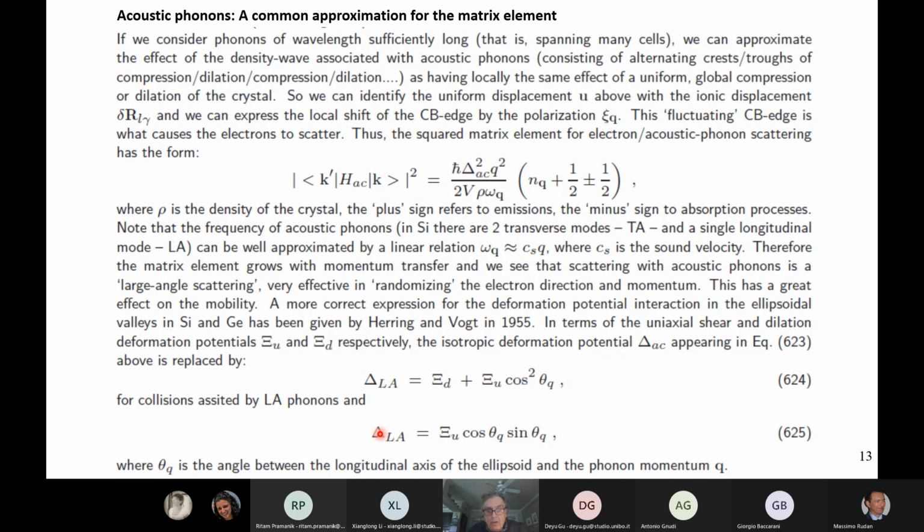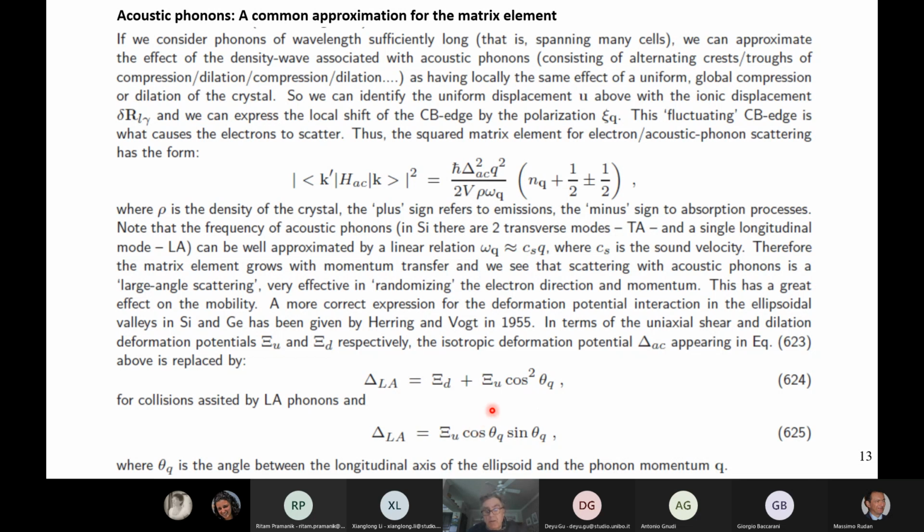This is a T. So with longitudinal or transverse acoustic phonons, you can express it in terms of those two deformation potentials that people can measure experimentally, the uniaxial shear and the dilatation deformation potential, and in terms of the angle that the phonon, which is emitted or absorbed, forms with the longitudinal axis of the ellipsoid. This essentially tells you that for longitudinal phonons along one particular direction, theta equals 0, you only have a dilatation, as we saw before.